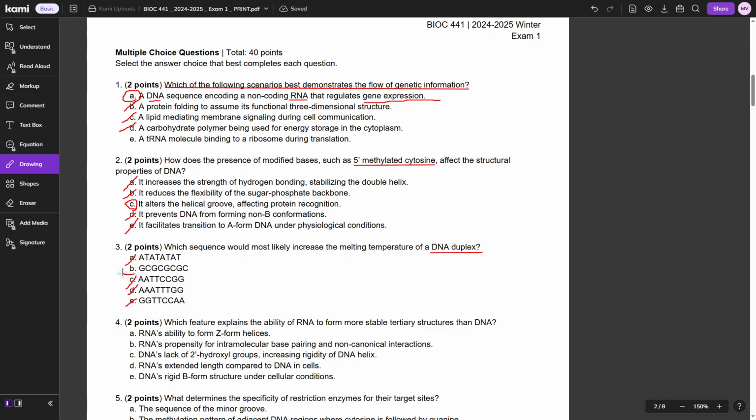GCs, remember, have the highest melting point because GC base pairs have 3 hydrogen bonds, while AT base pairs have only 2. So, the more hydrogen bonds you have, the more intermolecular interactions there are between the bases, and therefore the higher the melting point. So I'm looking for anything that has a high GC content. If I'm looking at lowering the melting temperature, I would need more ATs, but I'm looking for the increase in melting temperature here, not the decrease.